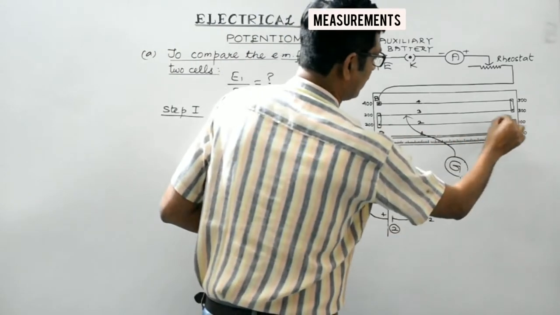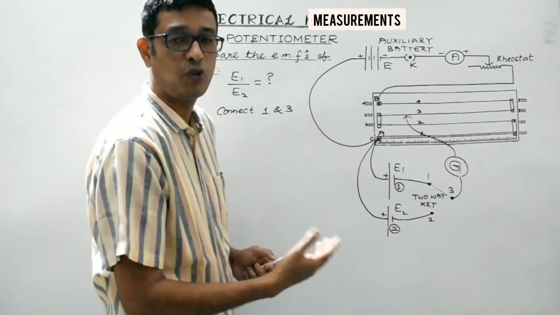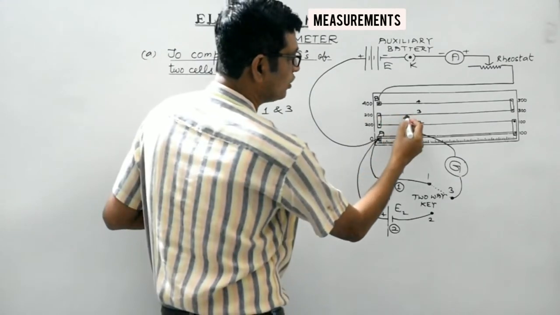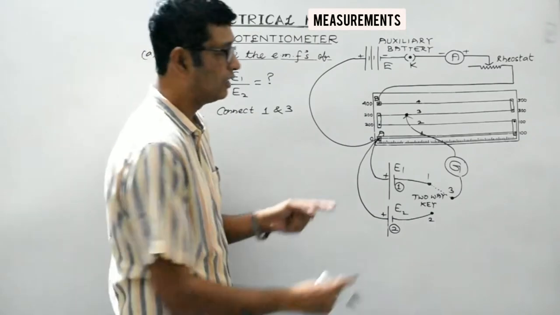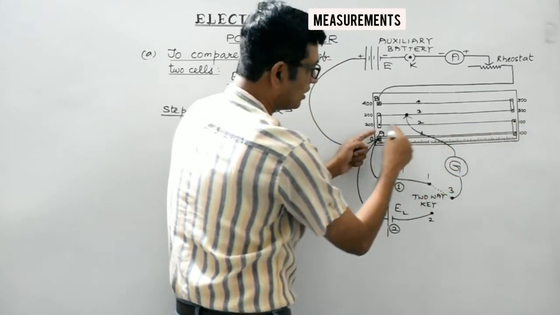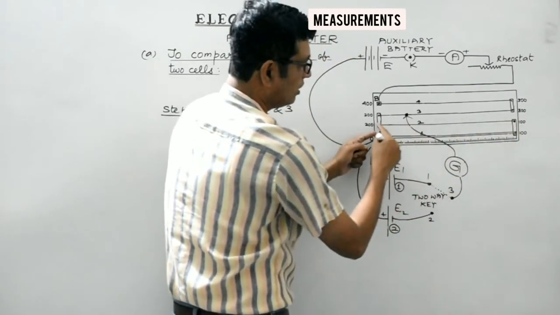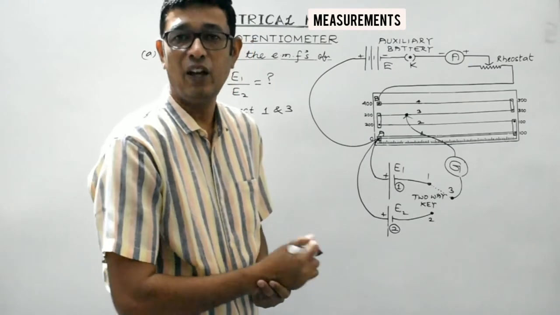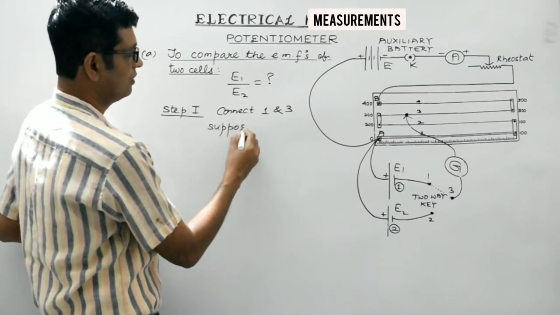So if you slide the jockey, then at a particular point, which is the balancing point, the galvanometer will show zero deflection. So suppose this is where the galvanometer shows zero deflection. You can measure the length with the help of this meter scale. This is 100, this is 200, and this may be considered to be 20. So it can be written as 220 centimeter. Let it be L1. Suppose the balancing length is L1.